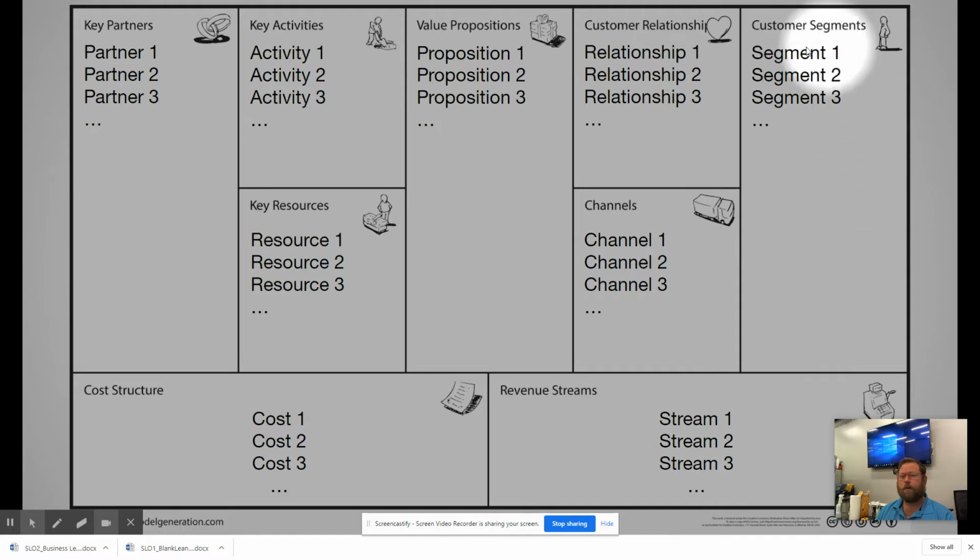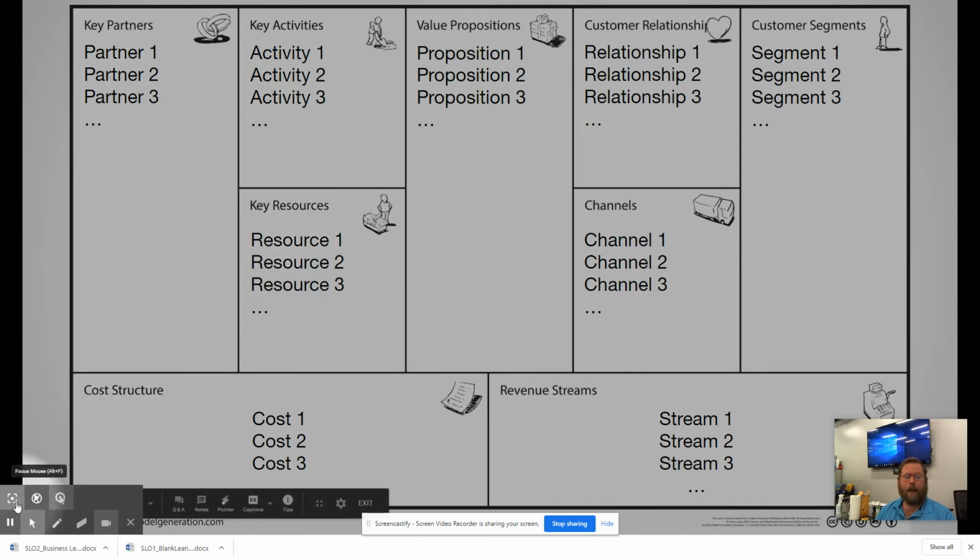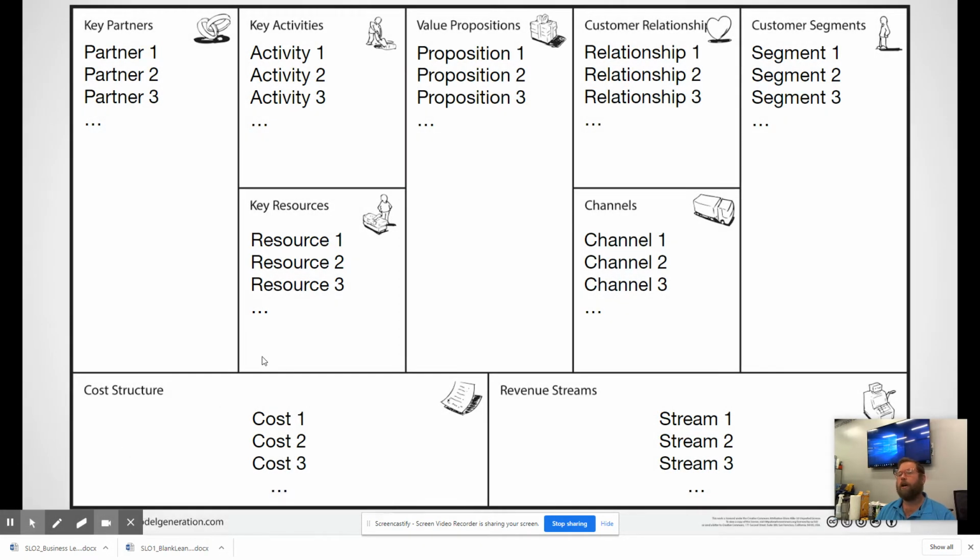from this customer segment. So it's interrelated, and that's what I want you to see. These things are connected, and that connection allows us to truly understand the consequences, the ramifications. It's like dropping a stone into a pond, a ripple effect throughout the entire business canvas model.